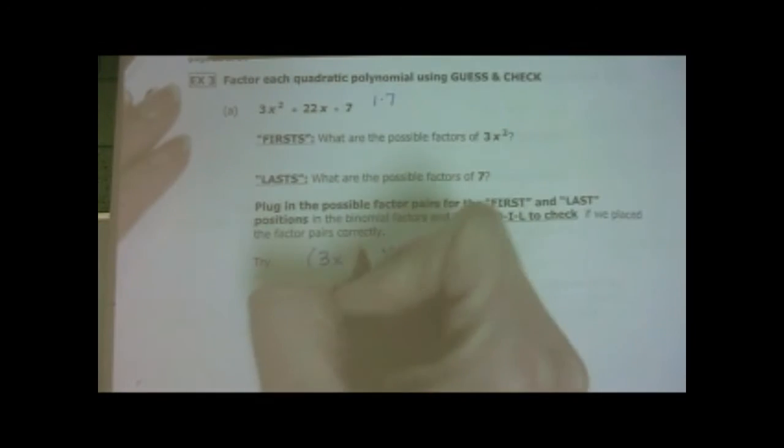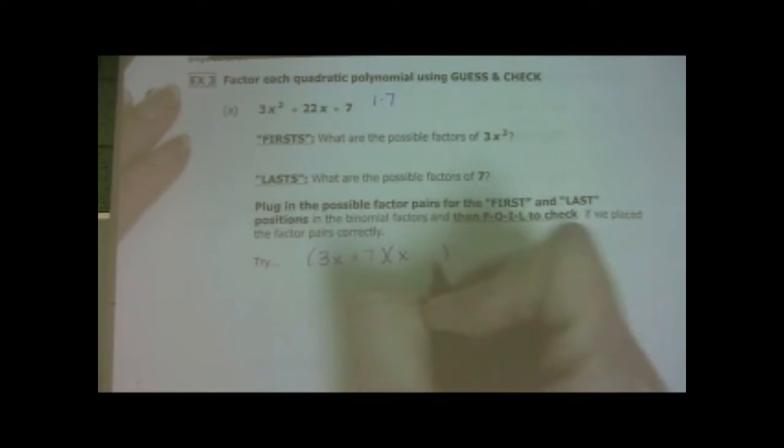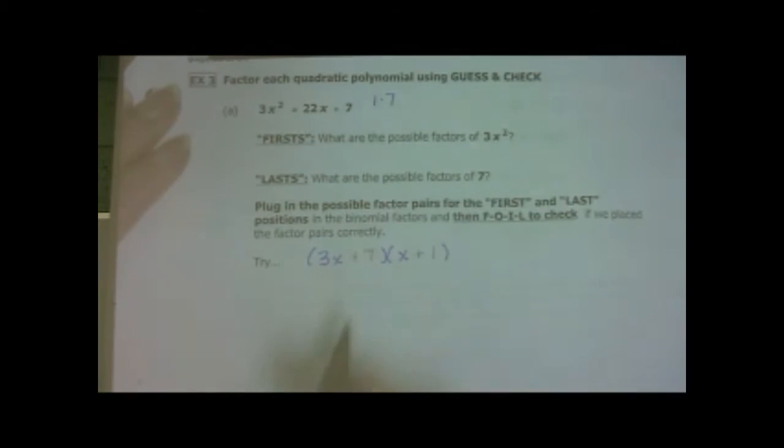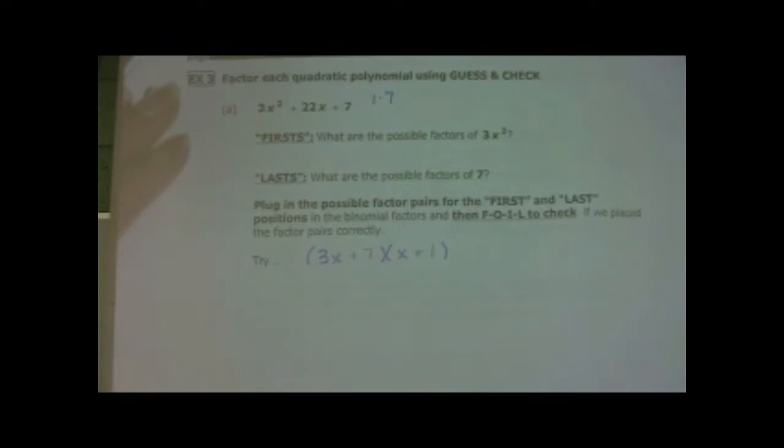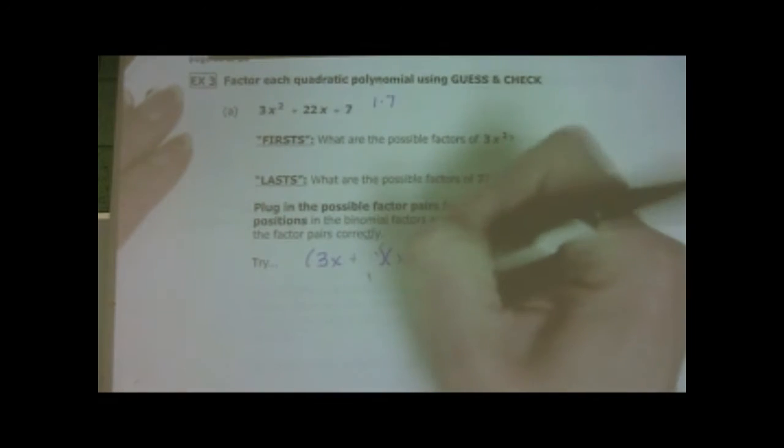How about this? Plus 7, plus 1. So my inners are 7x, my outers are 3x, that gives me 10x, I need 22x in the middle. So that's not going to work. So let's do this. Let's switch them around.